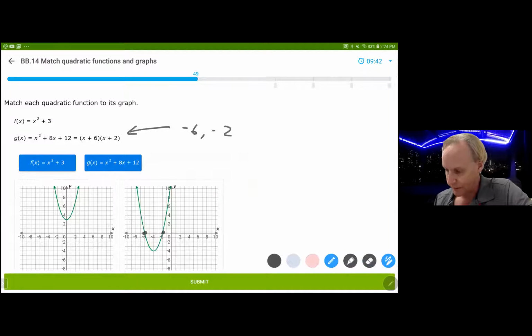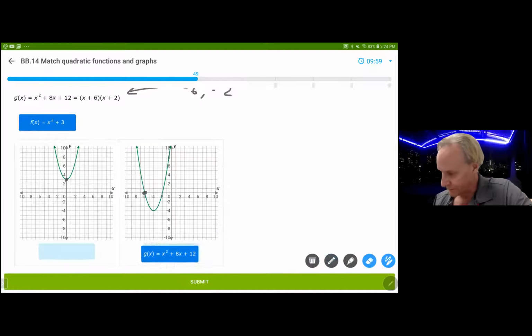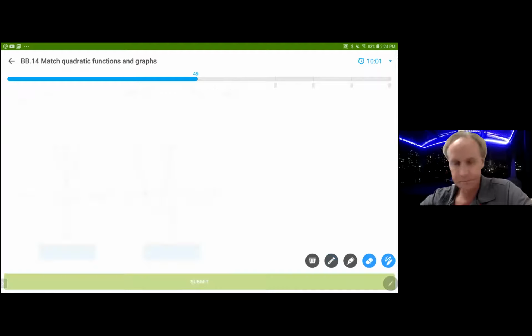And this one right here, when x is 0, we get 3, which is right there. And that is my vertex. Notice that the 0 is being squared. Anyway, a lot of things going on there, but let's go ahead and put them in. This one goes here, and this one goes here, and we're done.